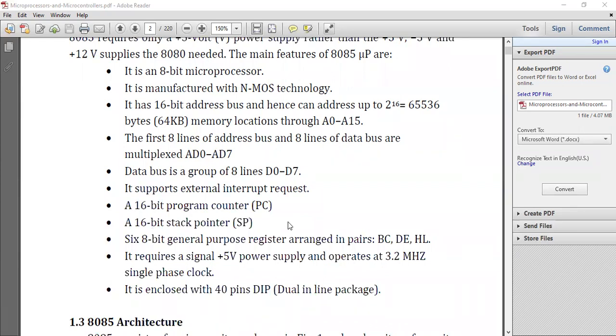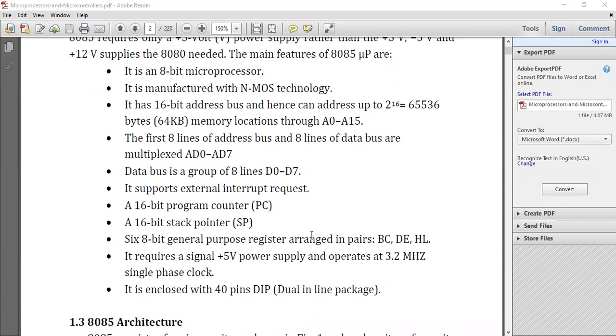It is an 8-bit microprocessor and it is manufactured by NMOS technology. You have learned in your previous semesters what NMOS technology and PMOS technology are. It consists of a 16-bit address bus, so it can have memory locations of 2 power 16.